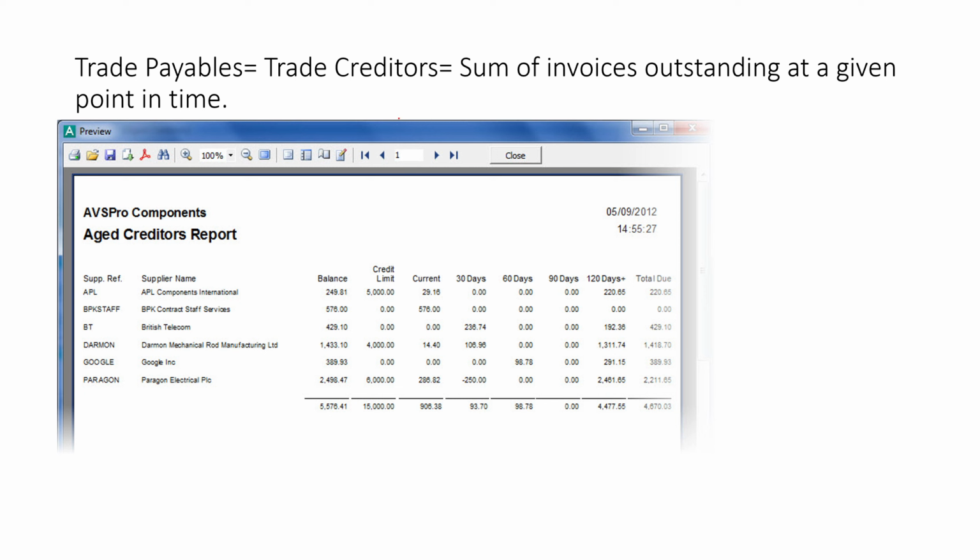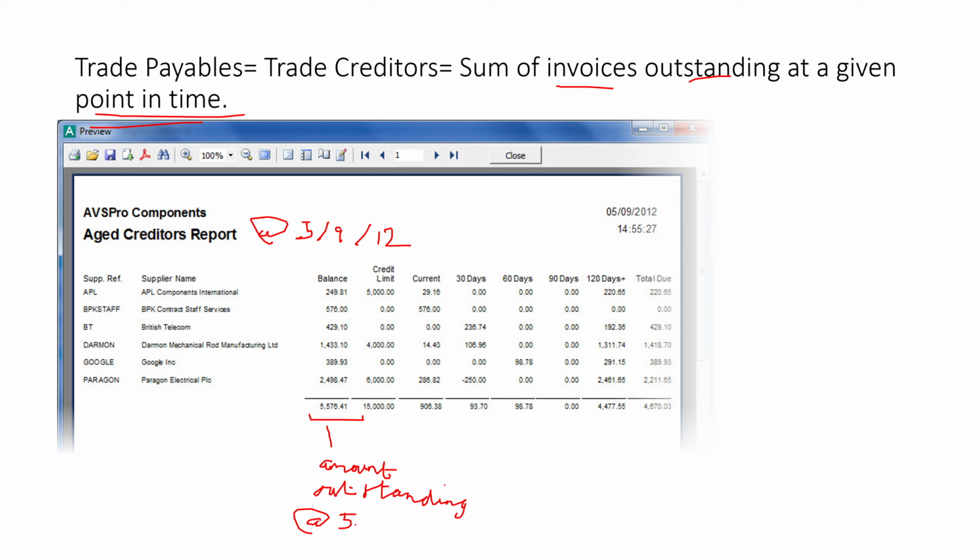Now, here's what I want to highlight: trade payables at a given point in time, say at 5th of September 2012, is the sum of invoices outstanding at that point in time. That's the way I think about it. So this is the amount outstanding. This is called an aged creditors report, and I'm going to show you what this means. Outstanding at 5th of September 2012.